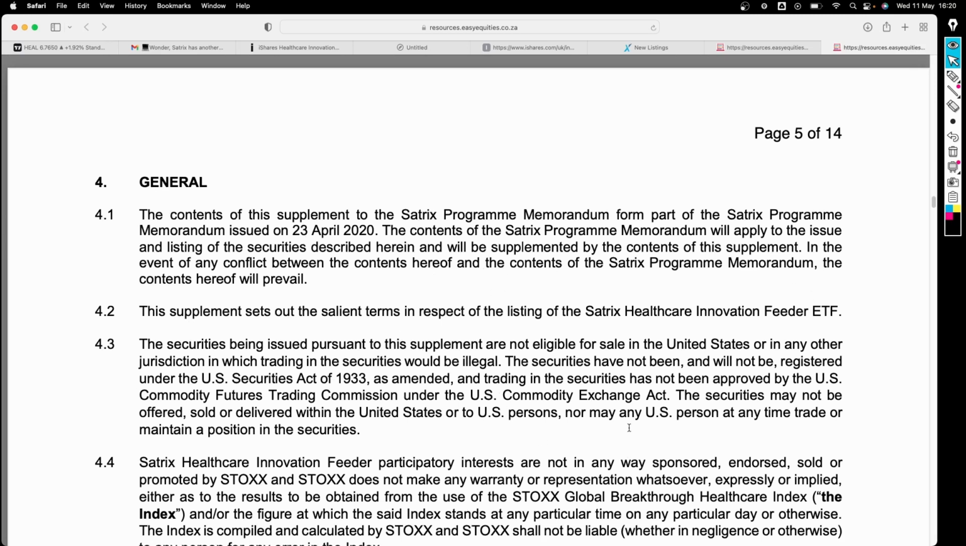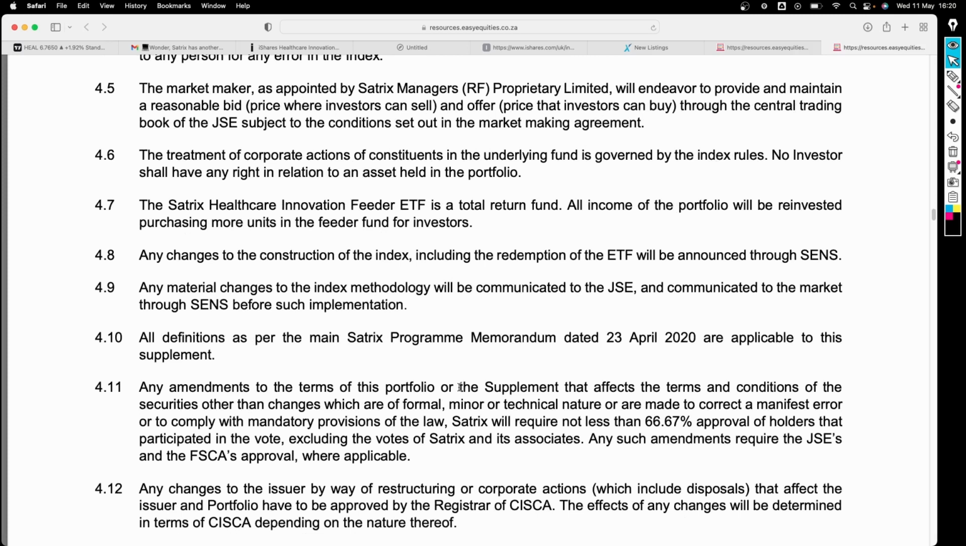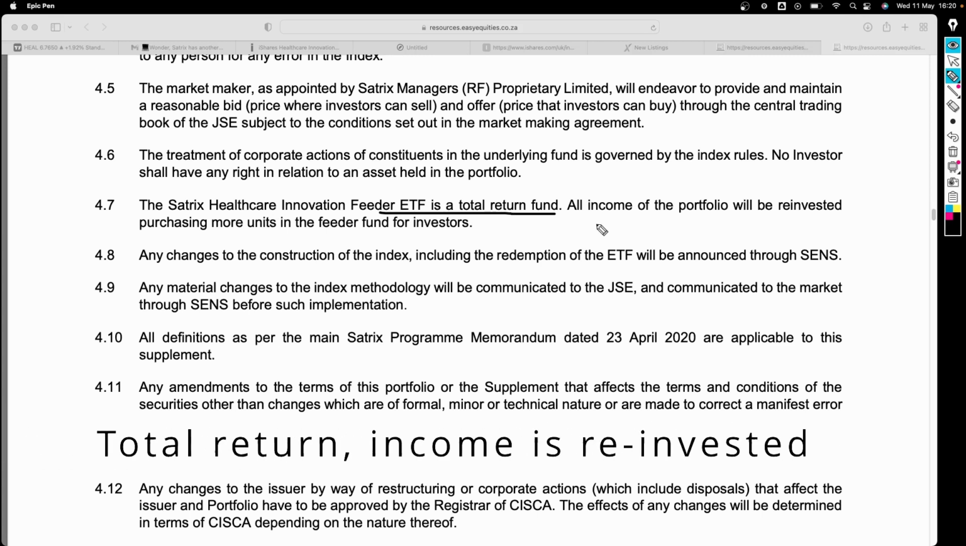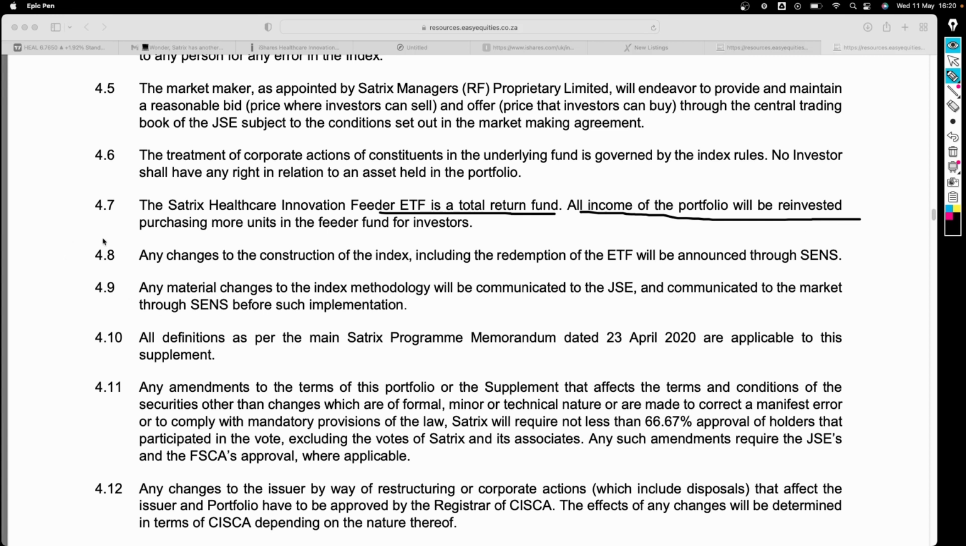There isn't much that is worth covering from this general section, but what you need to understand, because I understand that there are people that invest because they want to receive dividends, is that this innovation ETF is going to be a total return fund. What does that mean? It means that the income of the portfolio will be reinvested, and then it will be used to purchase more units from the feeder fund on behalf of the investors, meaning that there won't be distributions. Whenever the feeder fund pays distributions, that money is going to be used to reinvest.